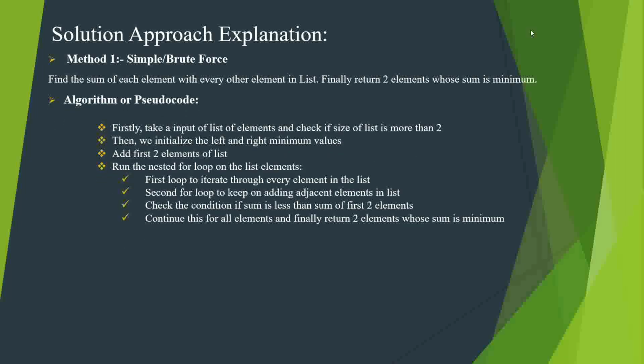Pseudocode. Here, first we take an input list of elements and check if the size of the list is more than 2. Then we initialize the left and right minimum values. Then we add the first two elements of the list. Then we run a nested for loop on the list elements. The first loop iterates through every element in the list, and the second for loop keeps adding adjacent elements in the list. Then check the condition: if the sum is less than the sum of the first two elements, then continue this for all elements and finally return the two elements whose sum is minimum.